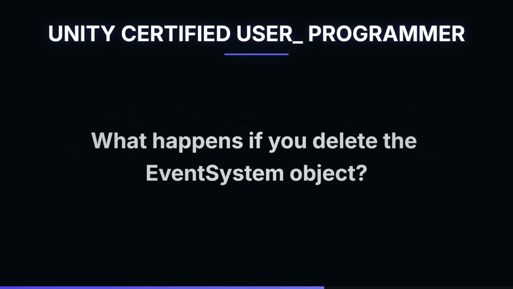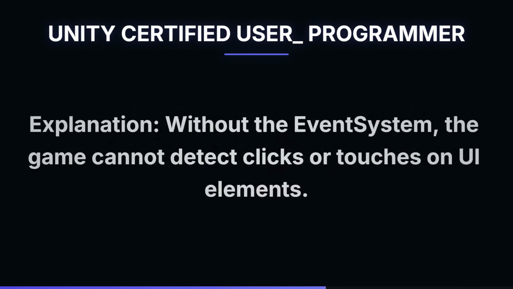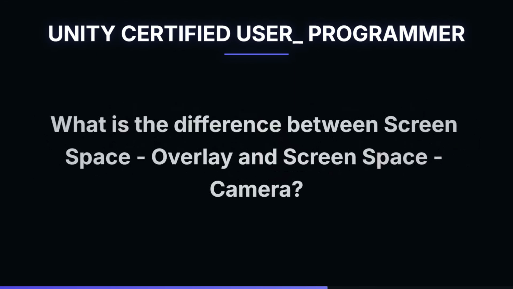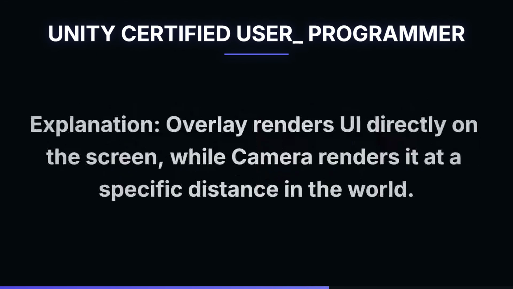8. What happens if you delete the event system object? Answer: buttons stop working. Explanation: without the event system, the game cannot detect clicks or touches on UI elements. 9. What is the difference between screen space, overlay and screen space, camera? Answer: overlay sits on top of everything. Camera sits in front of a specific camera. Explanation: overlay renders UI directly on the screen, while camera renders it at a specific distance in the world.